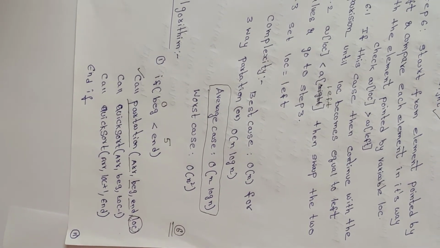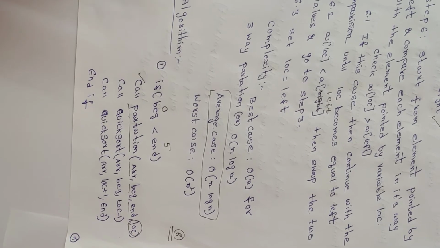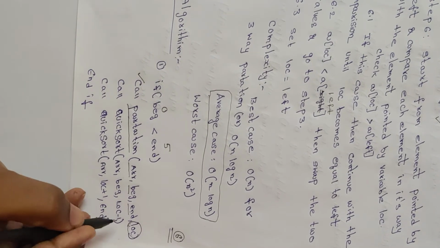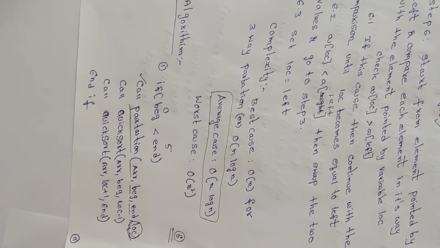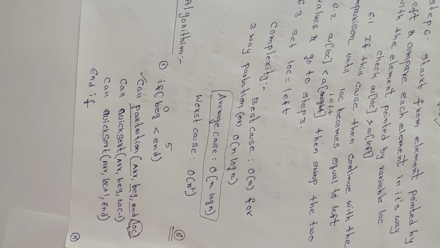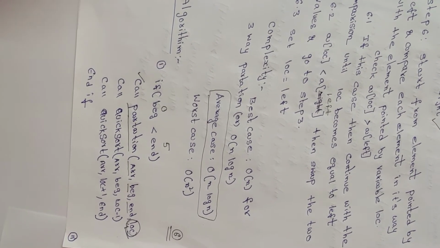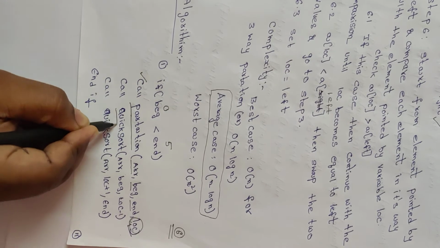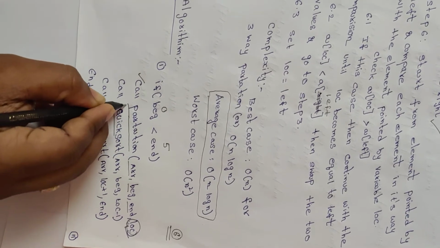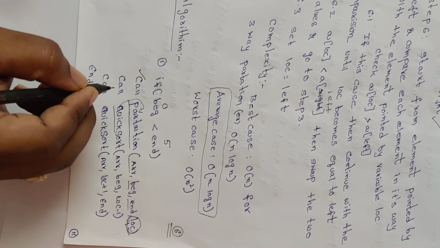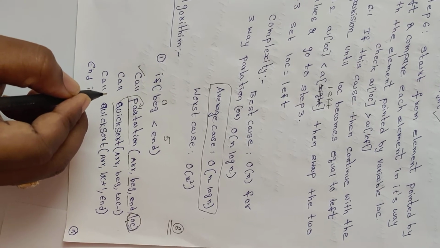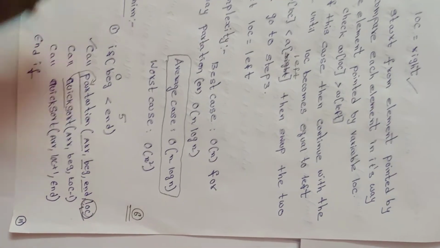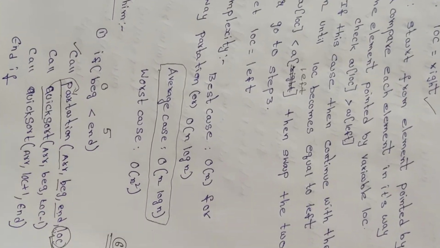Now that location, from 0 up to where the first location is, that is identified by the LOC variable. Now when we call the quicksort process, whatever array we are having, the partition algorithm is applied onto that array. The array is divided into 2 parts.